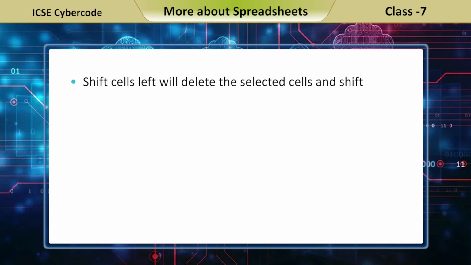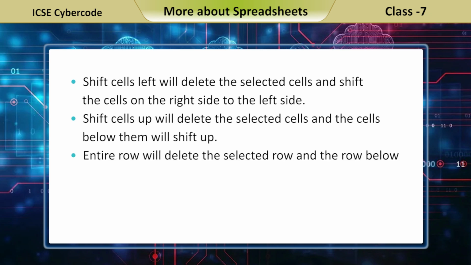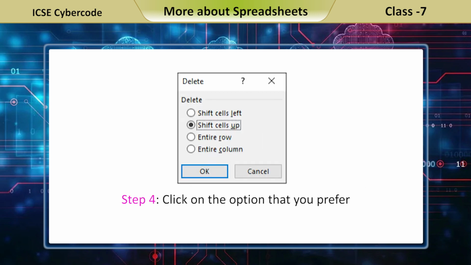Shift cells left will delete the selected cells and shift the cells on the right side to the left side. Shift cells up will delete the selected cells and the cells below them will shift up. Entire row will delete the selected row and the row below it will shift up. Entire column will delete the selected column and shift the column on the right side to the left. Step 4. Click on the option that you prefer. Step 5. Click on the OK button.